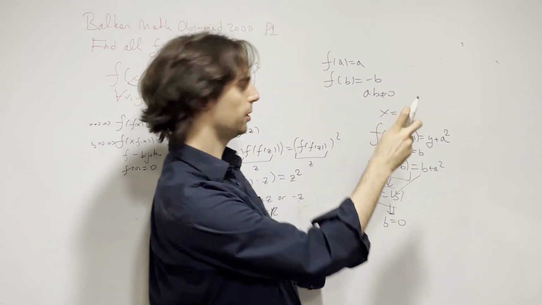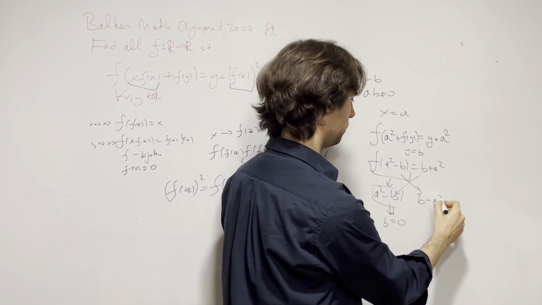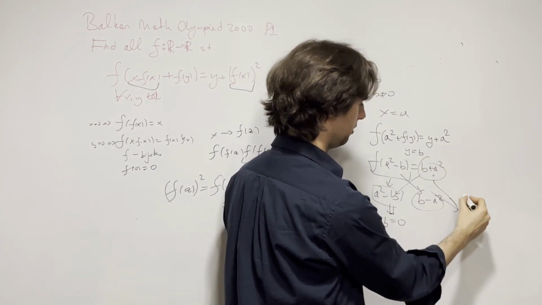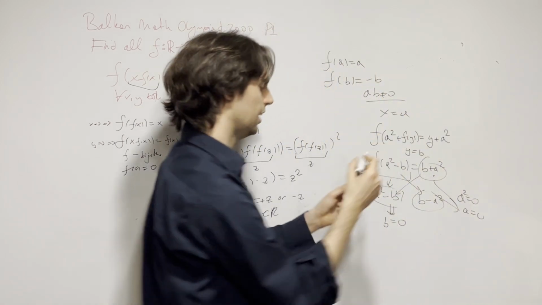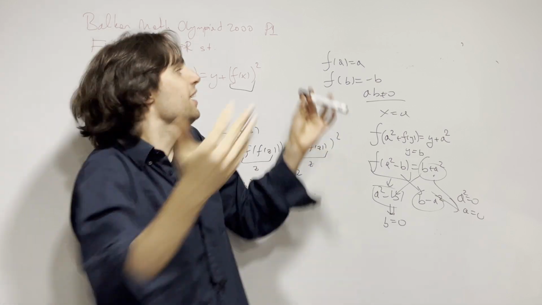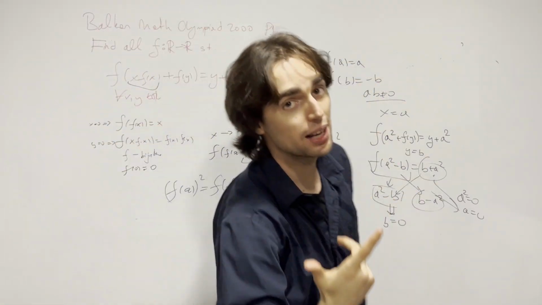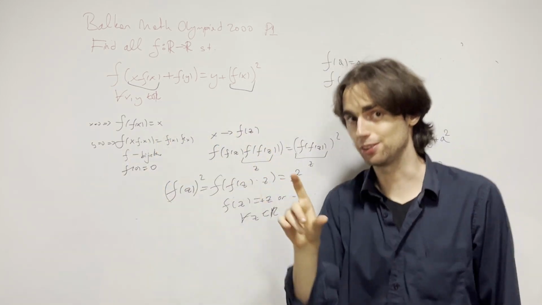A contradiction, mind you. And if it was the negative, if it was b minus a squared, then these two things would imply that a squared is equal to 0. In other words, a is equal to 0. Another contradiction. So there can't exist a and b such that f of a is a and f of b is minus b at the same time. That's why this is a little bit of a tricky problem.